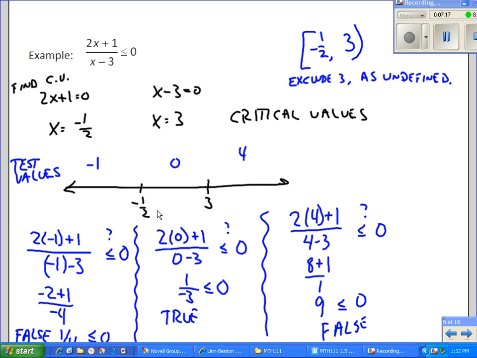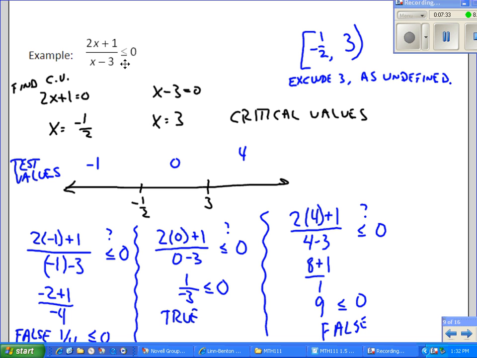And now we have to think carefully about the endpoints. We never want to use the 3, because looking back at our original problem, if x is 3, we get a 0 in the denominator, and that's undefined. So that definitely does not satisfy our inequality.